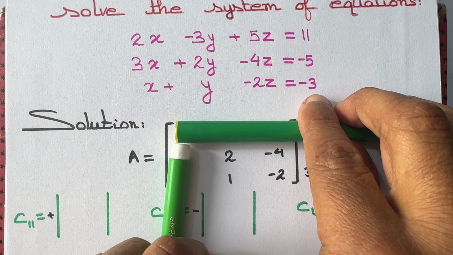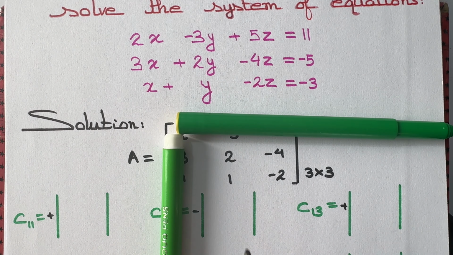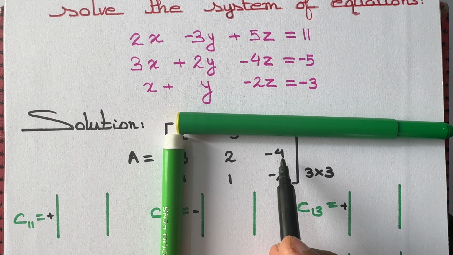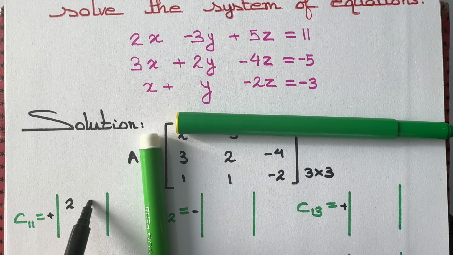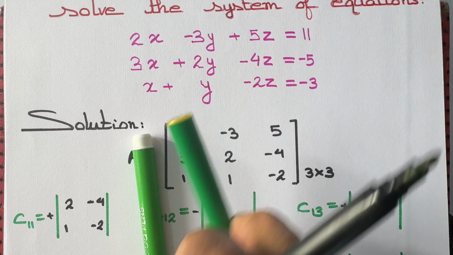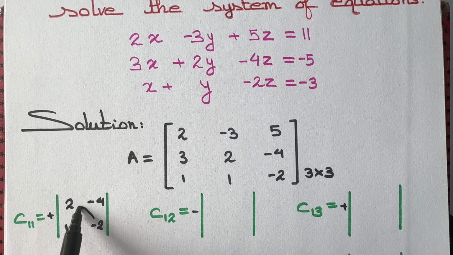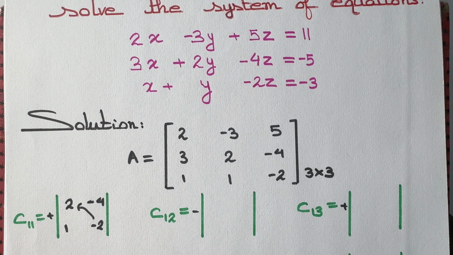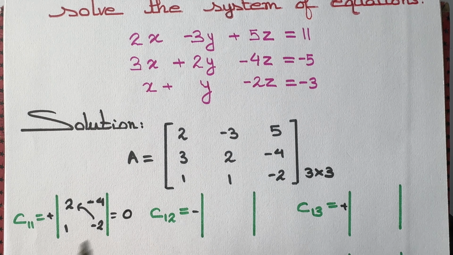When we do so, we are left with the entries 2, minus 4, 1, minus 2. Now we determine this determinant, where the anti-clockwise direction is regarded as positive and the clockwise direction as negative. We get minus 4 plus 4, and that is 0.